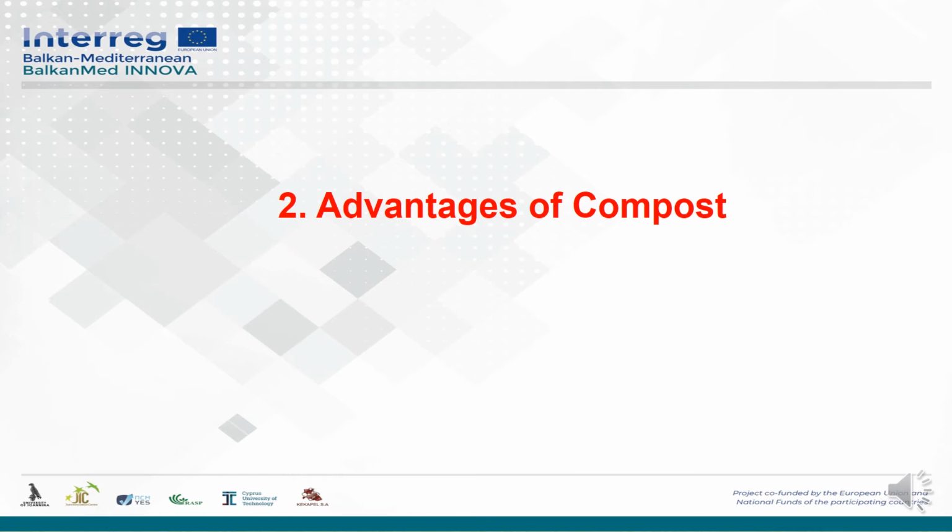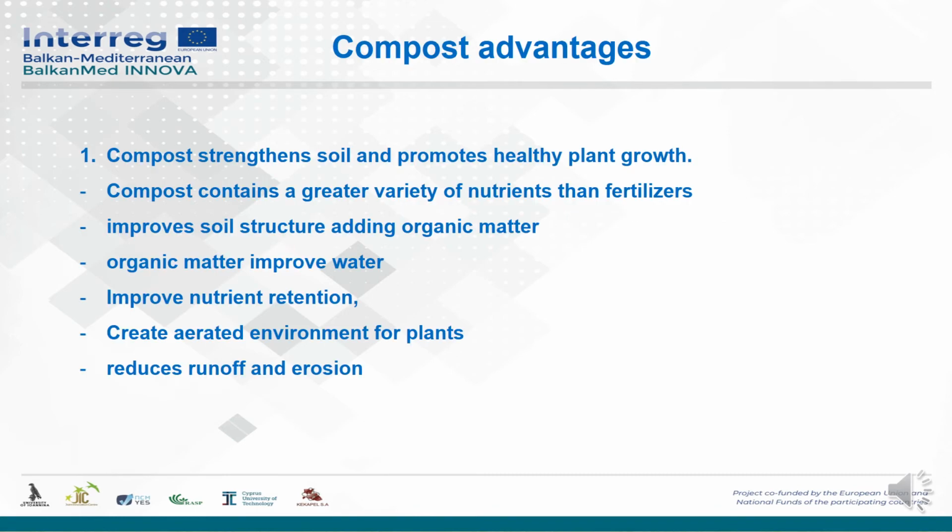Let's speak now about the advantages of compost. One advantage of compost is that it strengthens soil and promotes healthy plant growth. Why? Because compost contains a greater variety of nutrients than fertilizers. It improves soil structure, adding organic matter to the soil. From the other side, organic matter improves water capacity in the soil, improves nutrient rotation, and creates an aerated environment for plants, because plants need air, to have oxygen. It also reduces runoff and erosion in the soil.